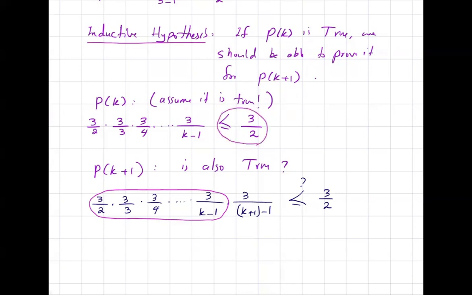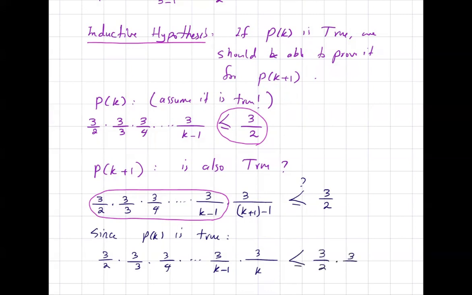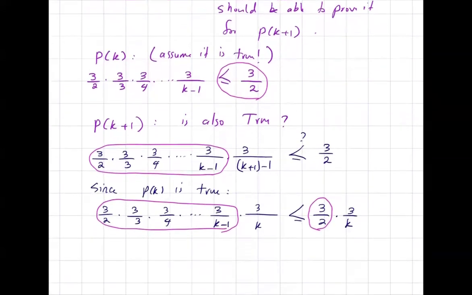So for sure you can say that since P(k) is true, 3 over 2 times 3 over 3 times 3 over 4 dot dot dot 3 over k minus 1, multiplied by 3 divided by k+1 minus 1, or k, is indeed less than or equal to 3 divided by 2 times 3 divided by k. Again, this multiplication indeed is true because it is P(k). Now, the only thing you need to do is to analyze 3 times 3 divided by 2 times k.